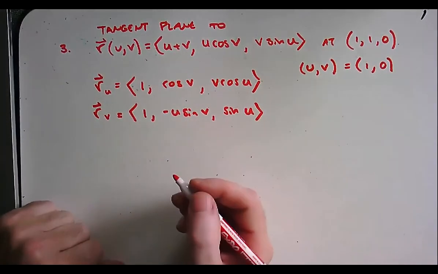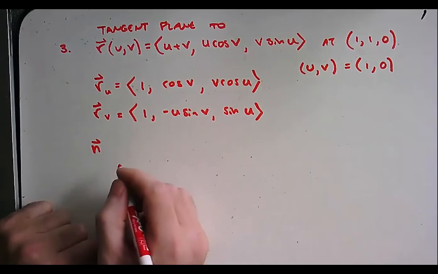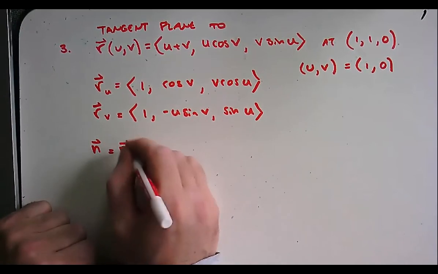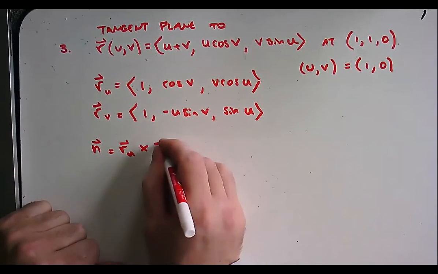Okay, so then our normal vector, n, is going to be the cross product of those. So r sub u crossed with r sub v.